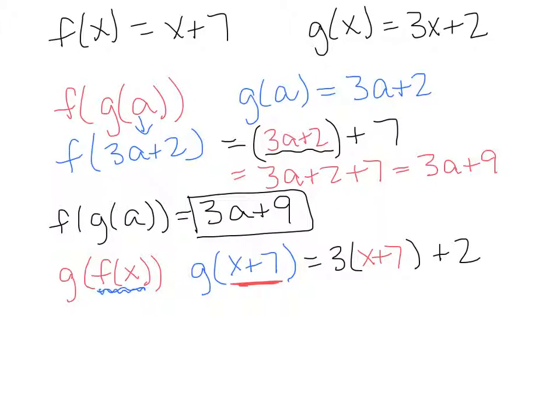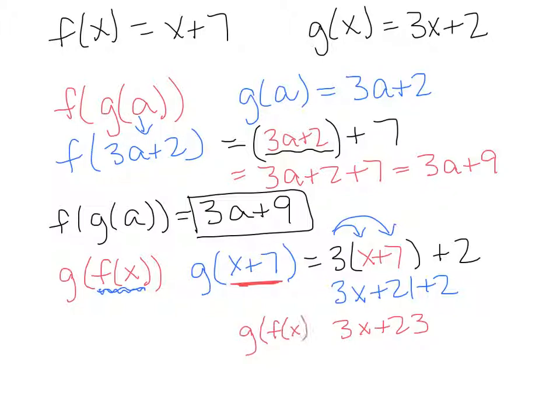Now, again, you're not going to find a single number as your answer, but this is why we had to learn all those polynomial skills. This is at the point where you go, oh my gosh, I just need to distribute. And I get 3x plus 21, and then plus 2. Now it's just a matter of combining like terms. 3x plus 23. So we know that g of f of x equals 3x plus 23. It's like I taught you all that other stuff for a reason.